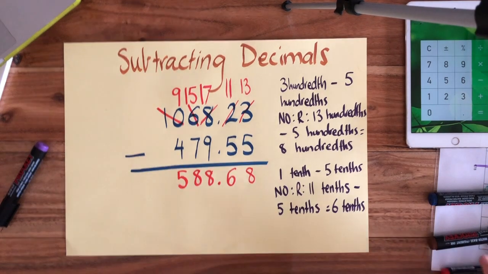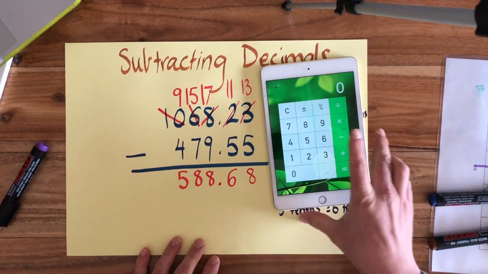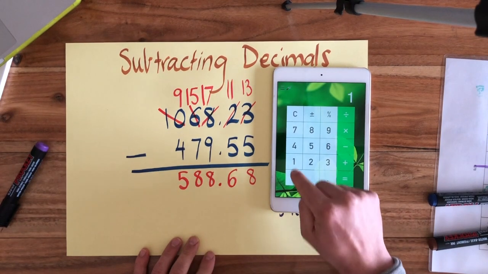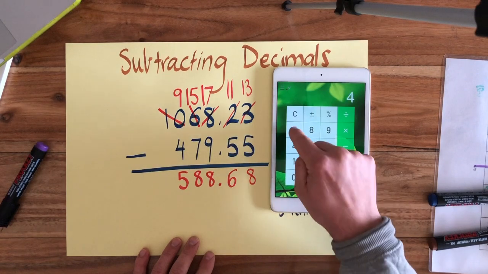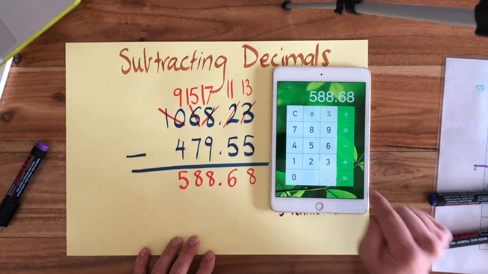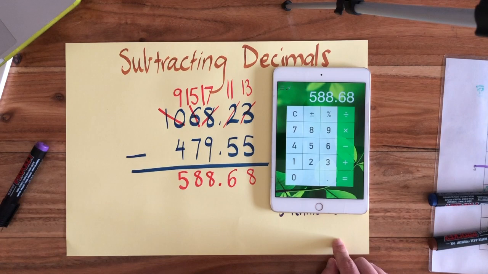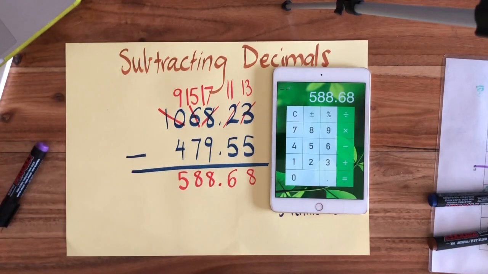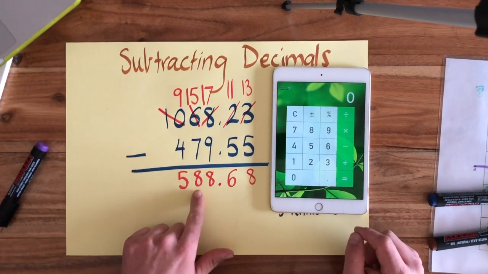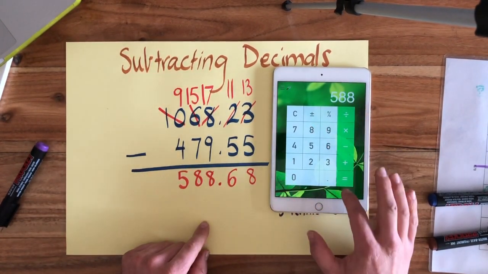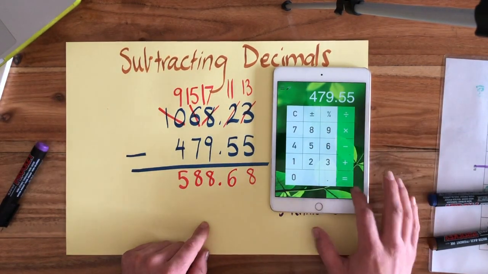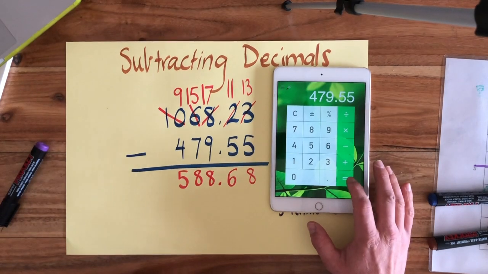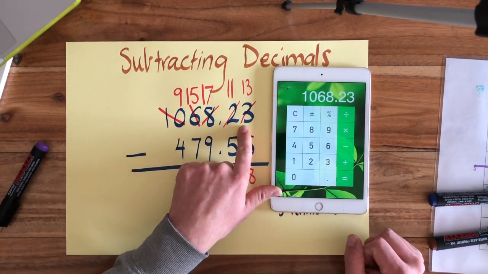Now, I am very confident that I got that correct. So let's check on our calculator. 1068 and 23 hundredths take away 479 and 55 hundredths. 588 and 68 hundredths. There you go, I got my answer. Again, I showed you in my addition how I can start with a different number. I can go 588 and 68 hundredths plus 479 and 55 hundredths. So I'm doing the inverse operation and I get my original total.